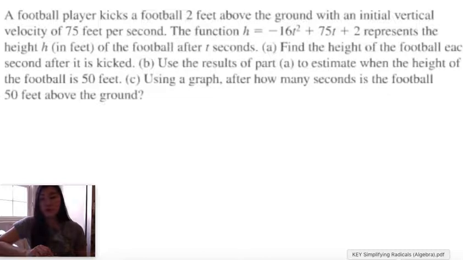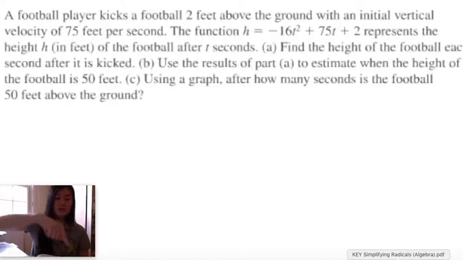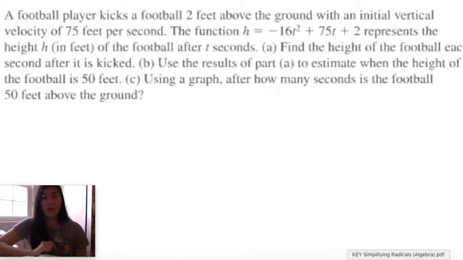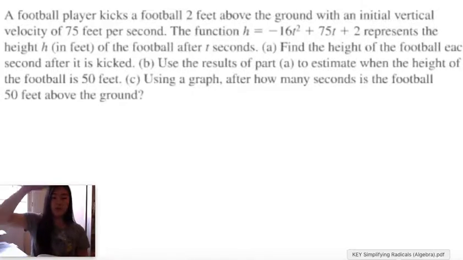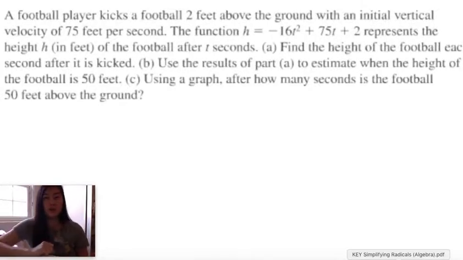Next question is a word problem, a real life application. A football player kicks the football 2 feet above the ground with an initial vertical velocity of 75 feet per second. So the football is kicked, and then it's going to make a parabola. That's the given equation, and it starts with a negative because we have a frown. The quadratic function is a frown. Think about kicking a football and then it landing on the ground. Height h is in feet, and t is in seconds.